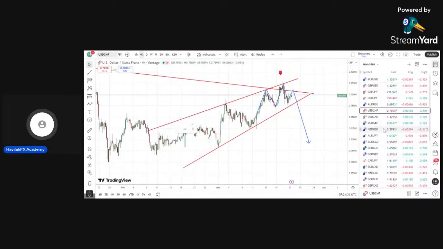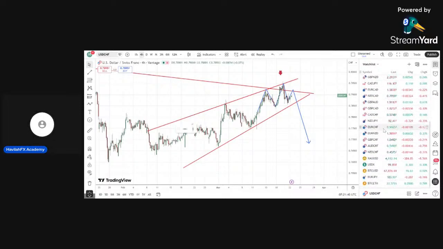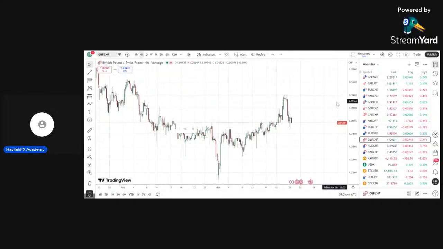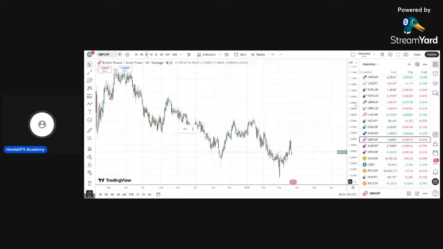Now I can see that there's general strength on the CHF. So that's why you need to pay a lot of attention to the CHF pairs this week. The CHF pairs are going to be moving the market massively this week. Now this is the GBPCHF also.